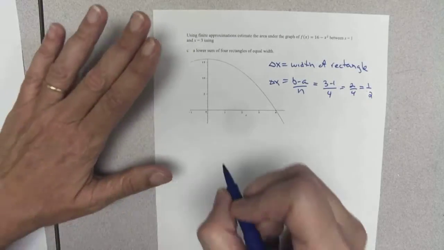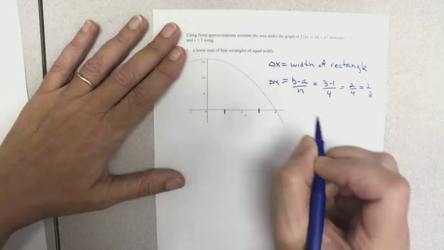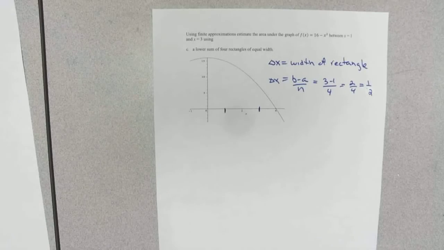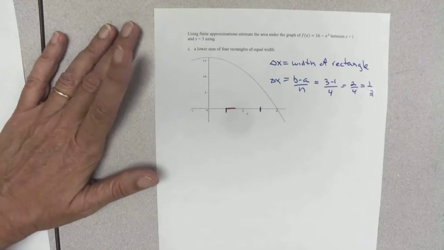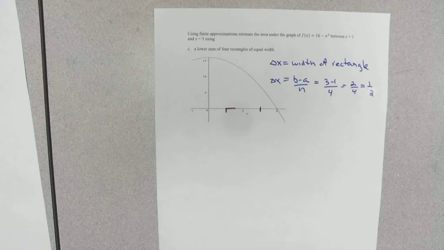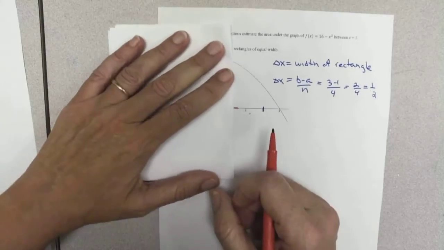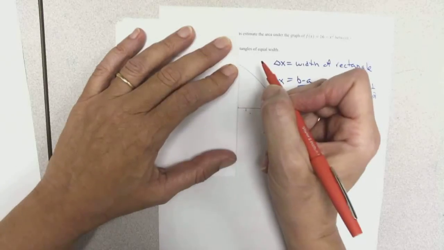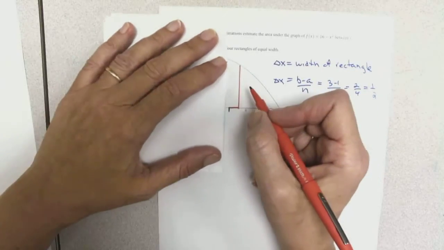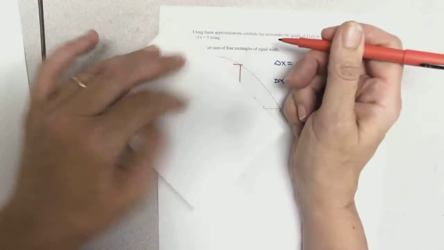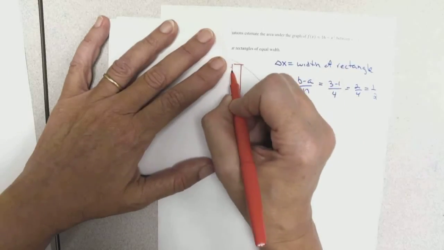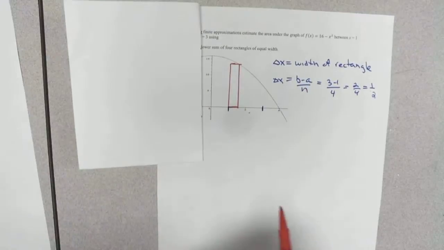Then draw our picture. So again, we're going from 1 to 3. Rectangles of 1/2 unit. So the first rectangle is just going to be right there, 1/2 unit. Lower sum, so our rectangle should be a little too short. It should meet below the curve. So trying to draw a straight line here. There's what the first rectangle is going to look like. There's rectangle 1.